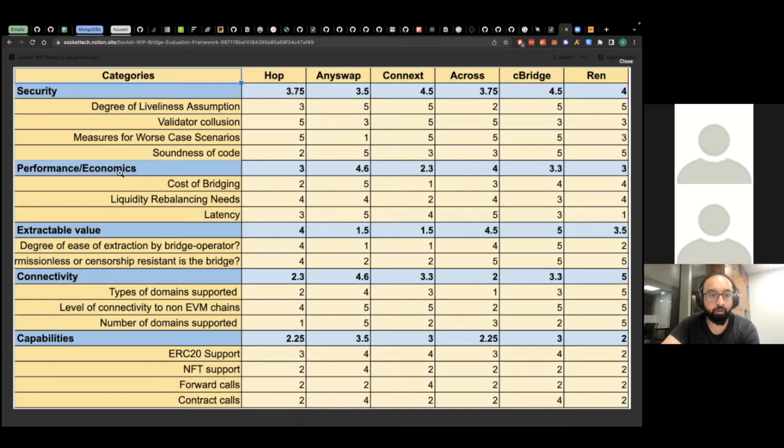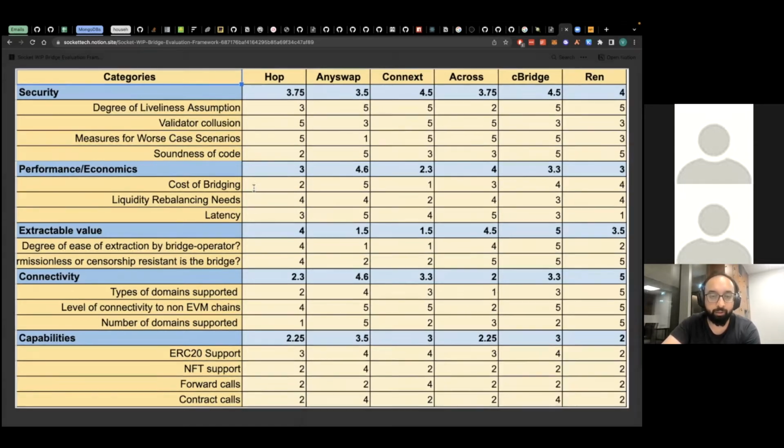Everything else, like performance, connectivity, capabilities, these are pretty objective things that we can think about by seeing what the prices are, what the latency is on chain, and going into the docs of this particular protocol and things like that. But for security, we really felt we needed a more community oriented approach, more subjective opinions, and that's how we can only come at an abstract view.